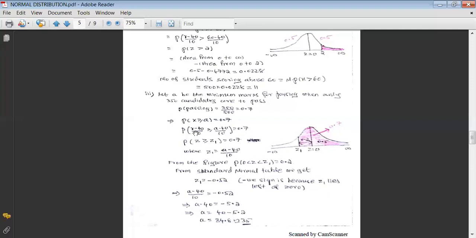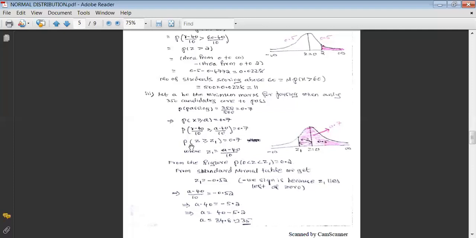Convert that to standard normal: subtract the mean and divide by the standard deviation. That is (X minus 40) by 10, so (A minus 40) by 10, with probability 0.7. Now this quantity is z. Since A is unknown, this quantity cannot be calculated, so let us note it as z equals to 0.7, where z1 is (A minus 40) divided by 10.